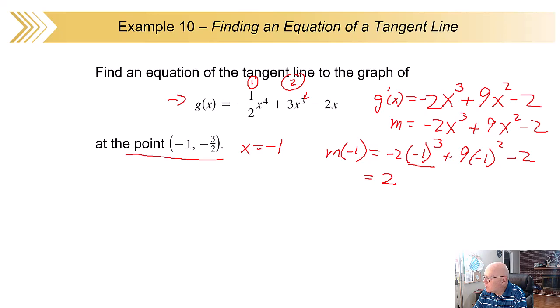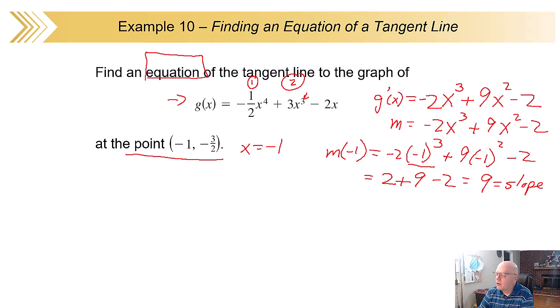Square the negative 1, we get a positive 1, times 9 is plus 9, and then minus 2. So the slope is 9. That's the slope for the equation that we're looking for. How do we find it? Remember our point slope form? y minus y sub 1 equals slope times x minus x sub 1. Just feed these coordinates in. We'll see what we get.